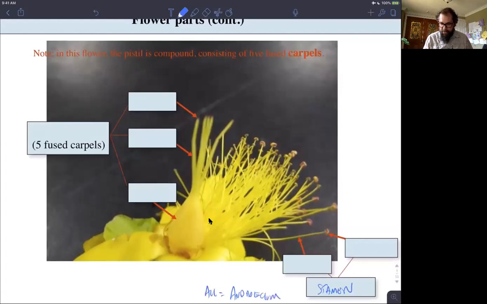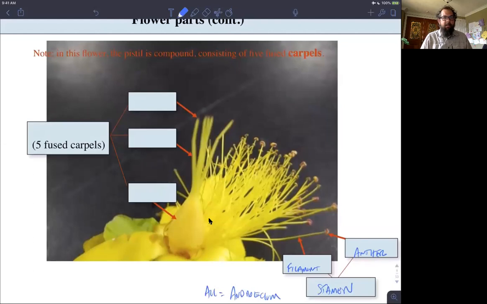We can break one stamen down into the filament and the anther. And so while the main pollinator attracting organ in this is the petal, the big yellow showy petals, you'll notice that the filaments here are also yellow. And because there are so many of them, they're probably involved in some pollinator attraction as well in this particular flower.